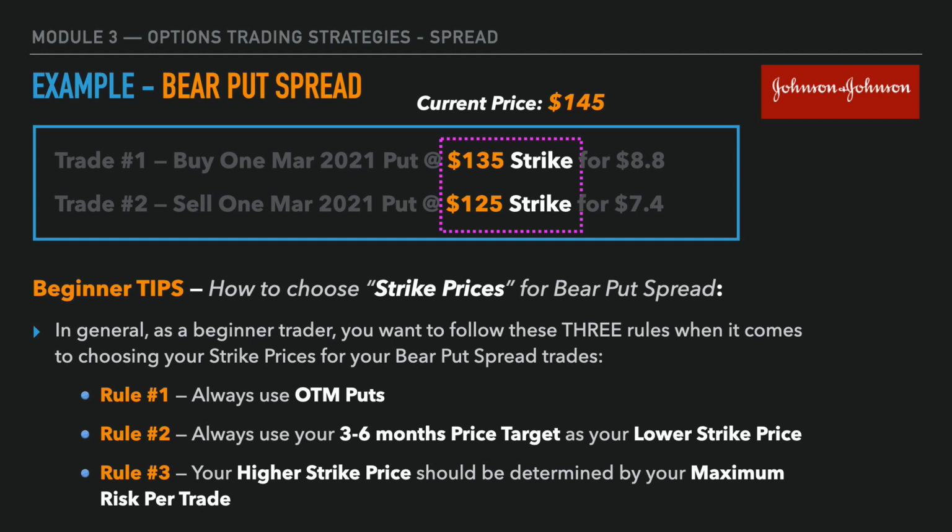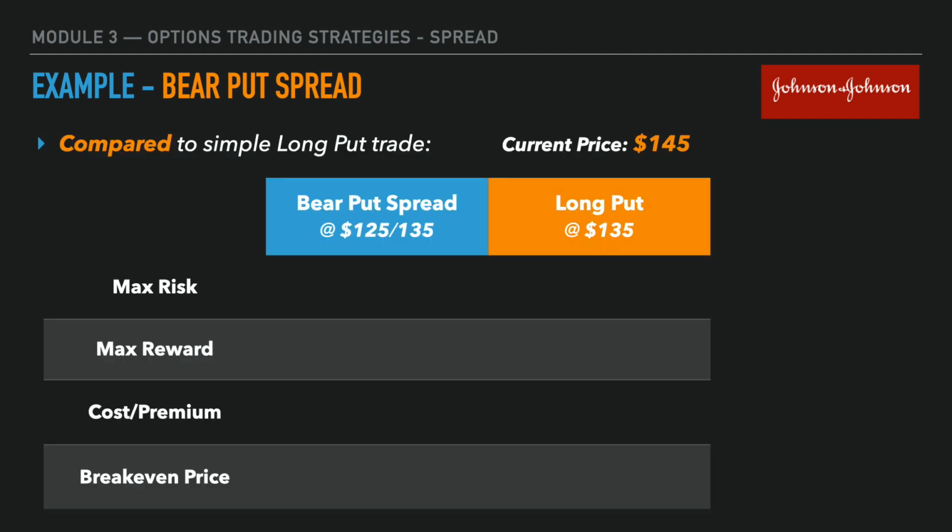Alright, since a bear put spread is considered a bearish trade, let's compare this strategy with directly buying a put option on the same Johnson & Johnson stock with the strike price at $135, which is the higher strike. Your maximum risk for a bear put spread is only limited to $140, but if you buy a put option at a $135 strike, your potential loss could go up to $880, which is way much higher than the bear put. Your maximum reward for a bear put spread trade is limited to $860, while directly buying a put option can give you virtually unlimited potential reward.